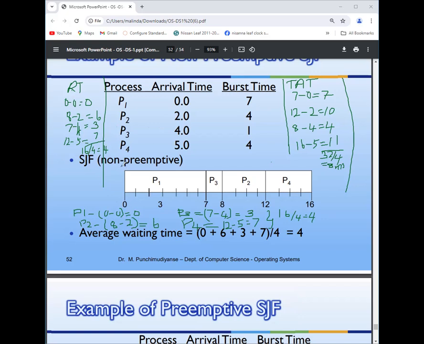Okay. So far you know how to do the calculation for the non-preemptive shortest job first algorithm, how to do the Gantt chart, how to calculate the waiting time, how to calculate the turnaround time, and how to calculate the response time. Hope so far you got a clear idea. Right?